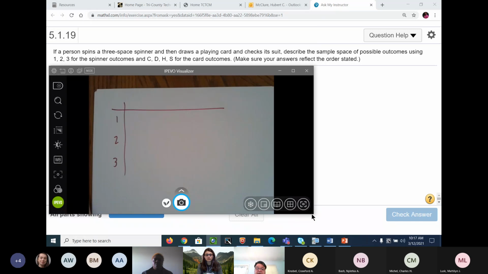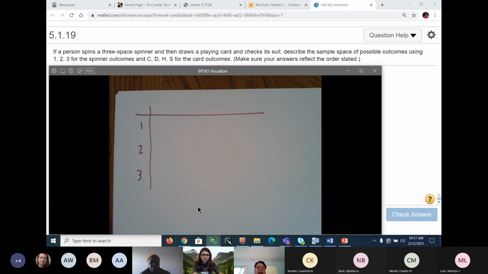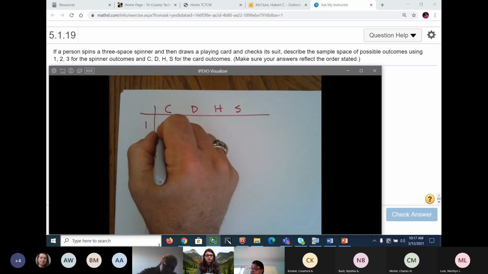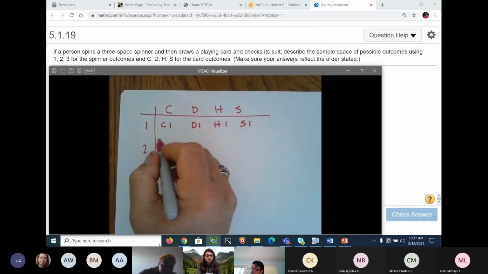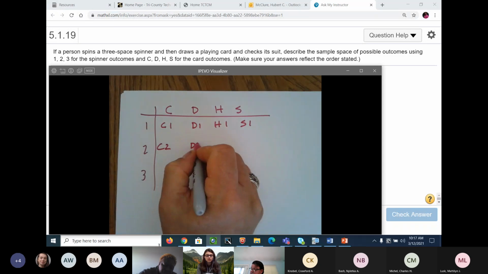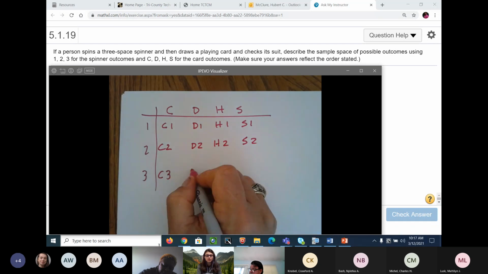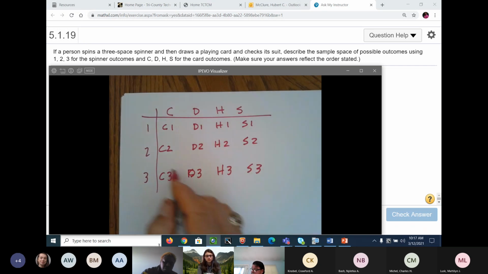Now, I'm just doing a sample space. I don't know if they're going to ask for the sample space or what, and ABC or CDHS. So C1, D1, H1, and S1. C2, D2, H2, S2. C3, D3, H3, and S3. So we got 12 possible outcomes.